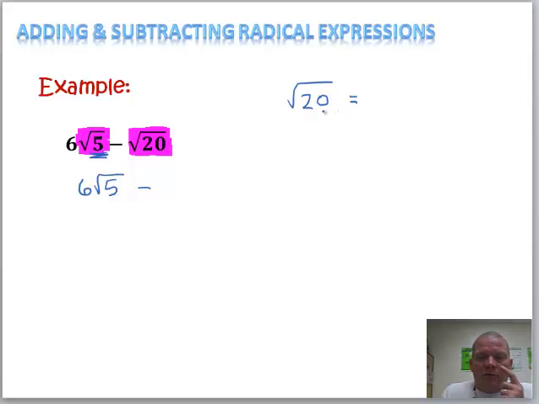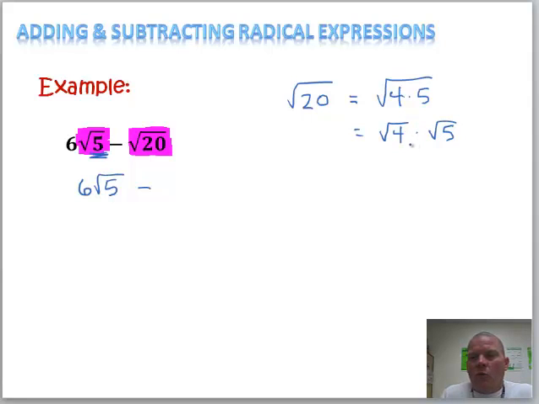I want to look at the largest perfect square that goes into 20. So the largest perfect square that goes into 20 would be 4. So I could rewrite this 4 times, and then 4 times 5 is 20. So I'll rewrite it as the square root of 4 times the square root of 5.